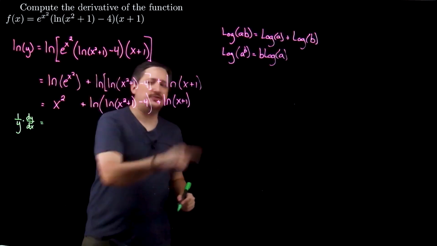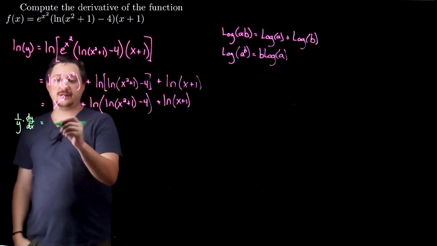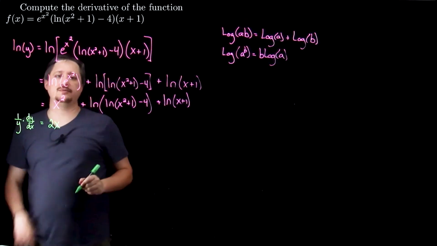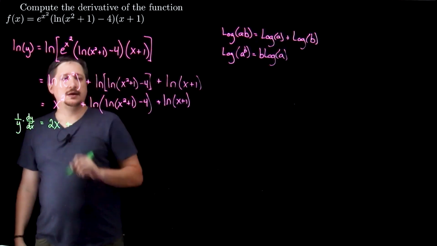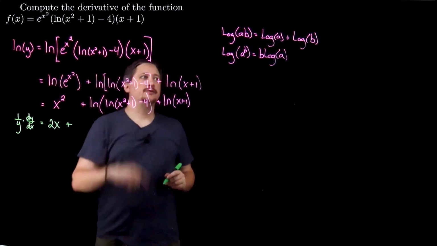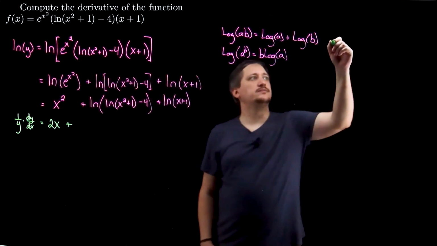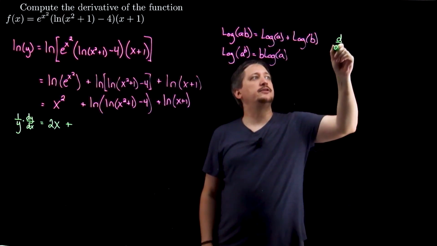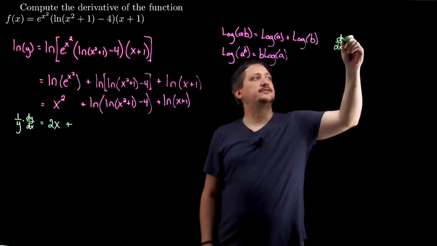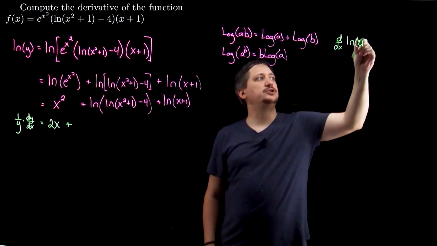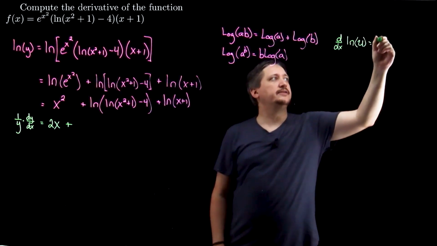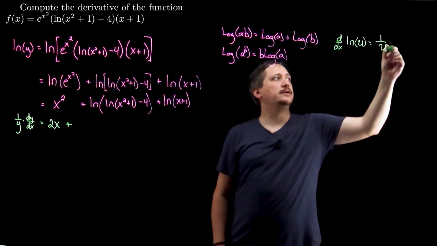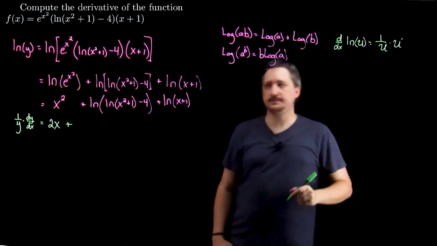Here, I'm taking the derivative with respect to x. So the derivative with respect to x of x squared is just 2x, right? Drop the 2 down, subtract 1, 2x. Now, as a reminder, if I take the derivative with respect to x of the natural log of, let's say, u, some function of x, this is 1 over that thing times the derivative of that thing.